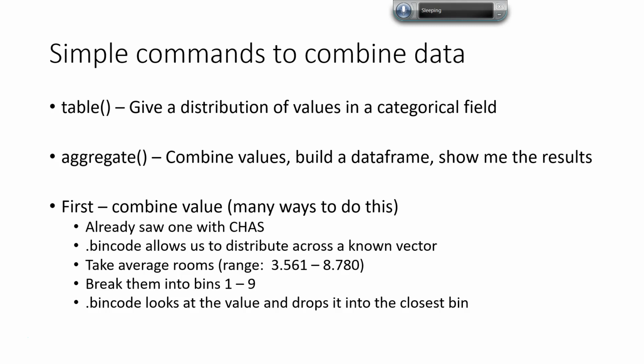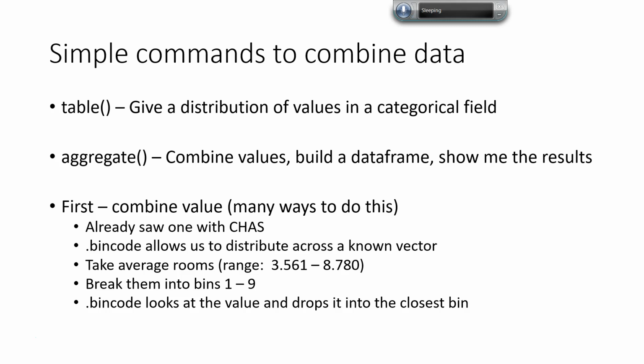So if we were to take the variable RM, which represents average rooms, we can see in our data set and our summary command that the range runs from 3.561 to 8.780. If we want to know the average median value based on the number of rooms, this is a command that will allow us to do that. So we're going to break those 506 values into bins that range from 1 to 9. That 1 to 9 is going to represent the number of rooms associated with each of the houses.